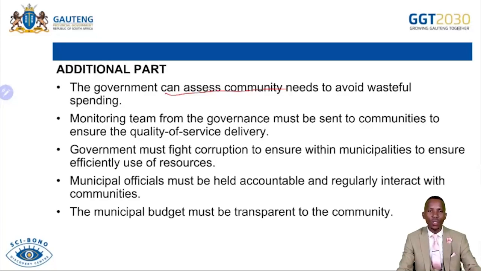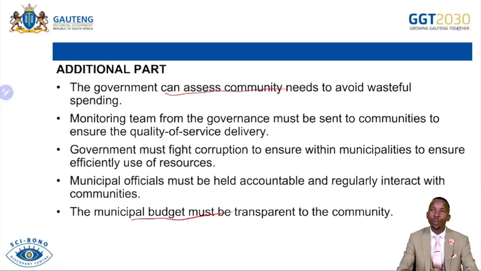So public resources should be communicated to people as they are to be delivered to society. Then the community has the power to hold their own leaders accountable. If there is no deliberation on the allocation of resources, there will be no accountability process. The municipal budget must be transparent to the community. So there must be transparency.